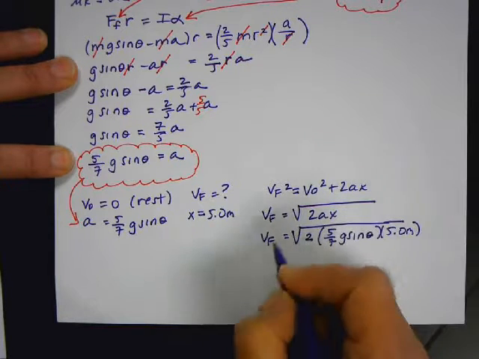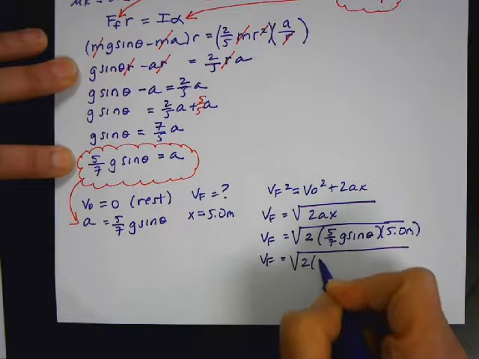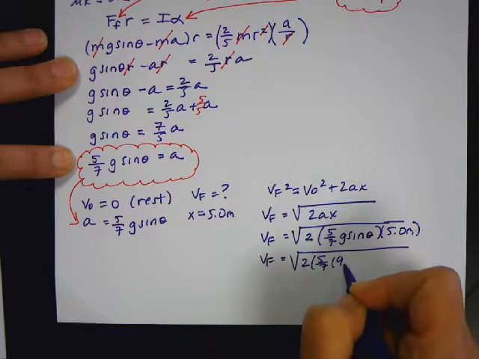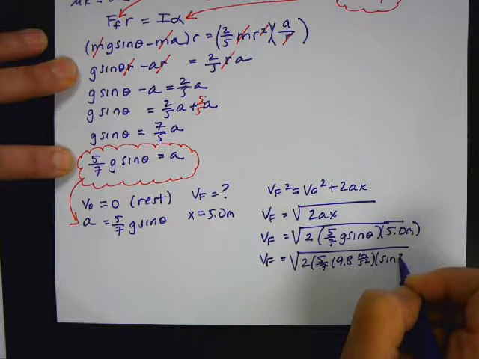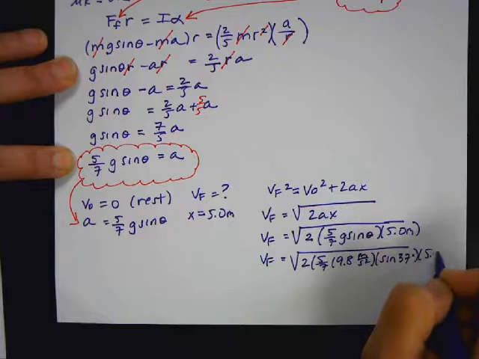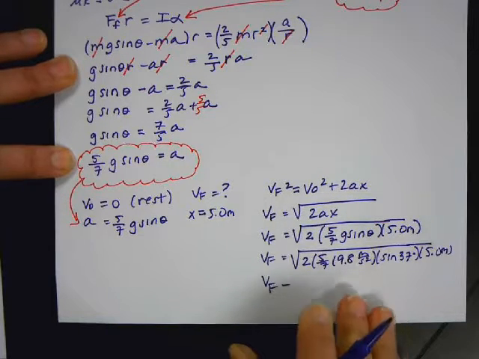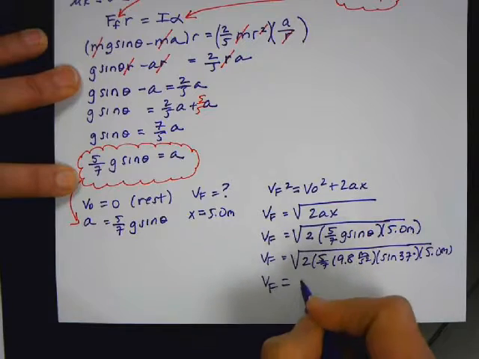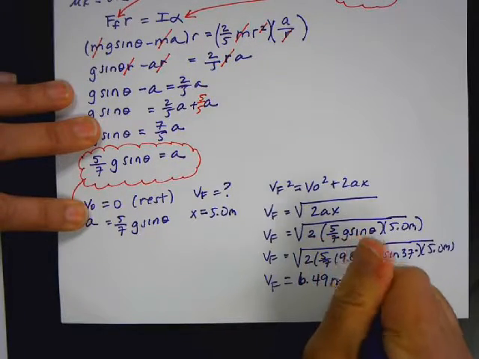So now I'll substitute in, I should have put the angle in. So 2 times 5/7 times 9.8 meters per second squared times the sine of 37 degrees times 5 meters. So now when I put all this in my calculator, I get VF is equal to 6.49 meters per second.